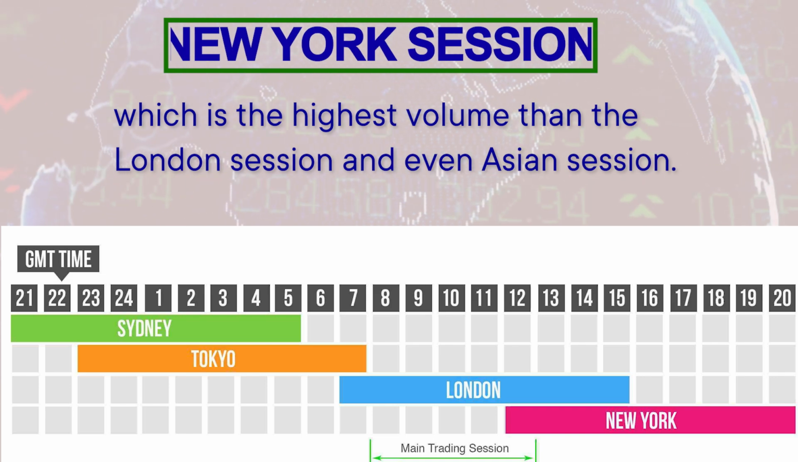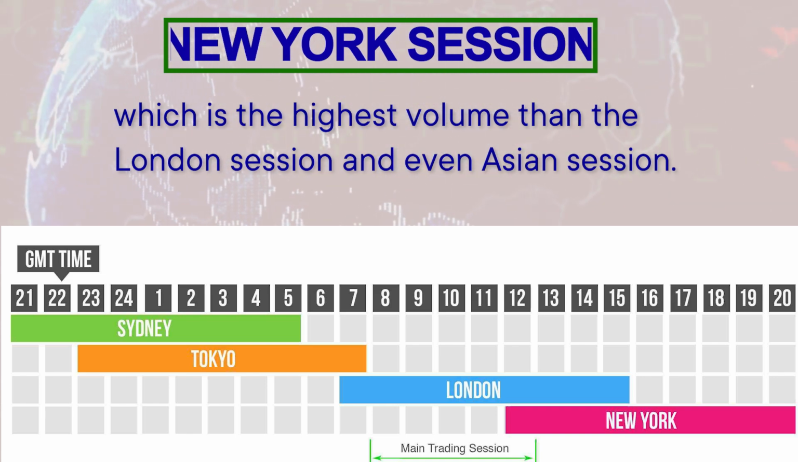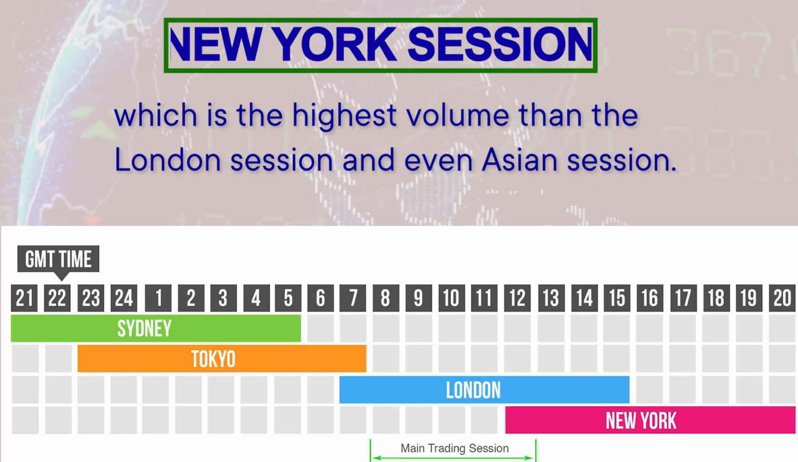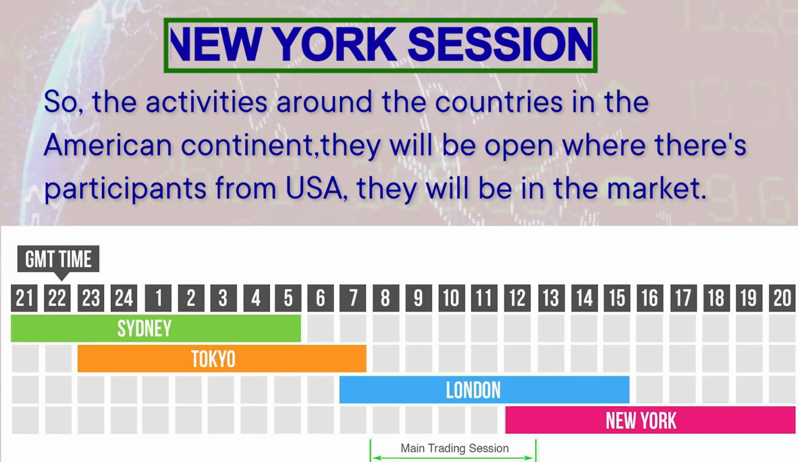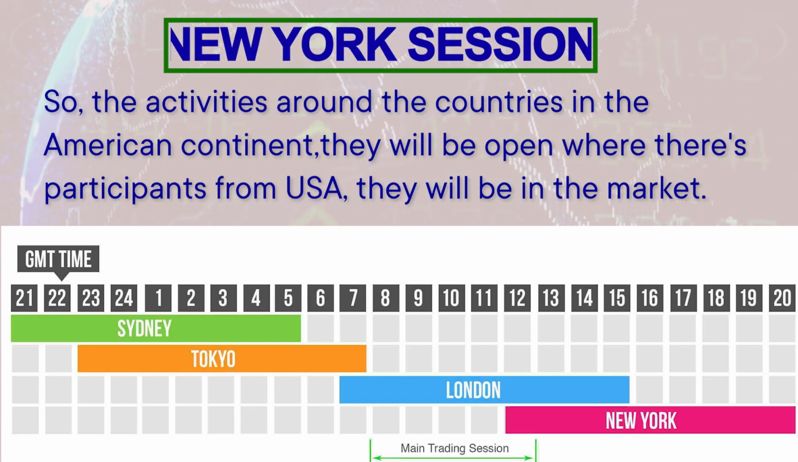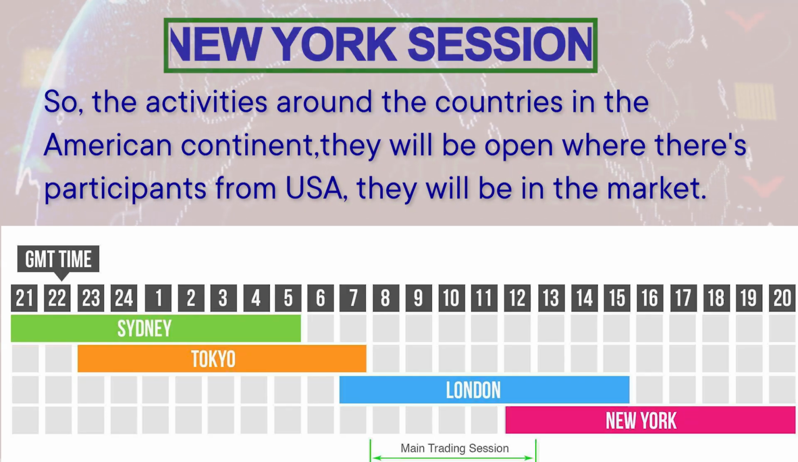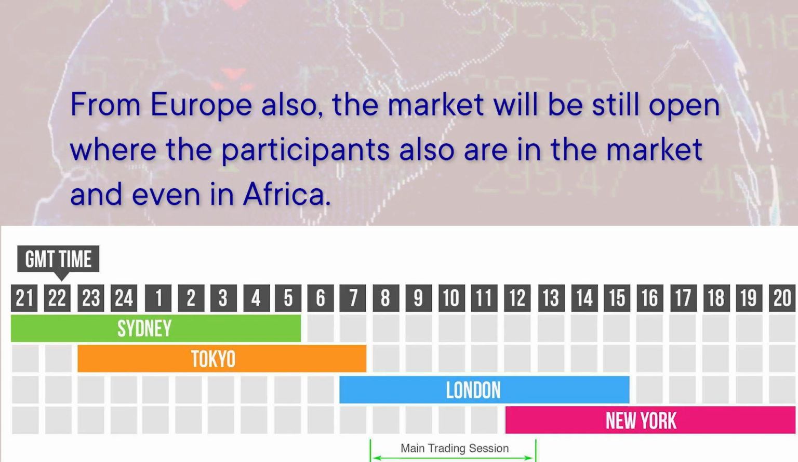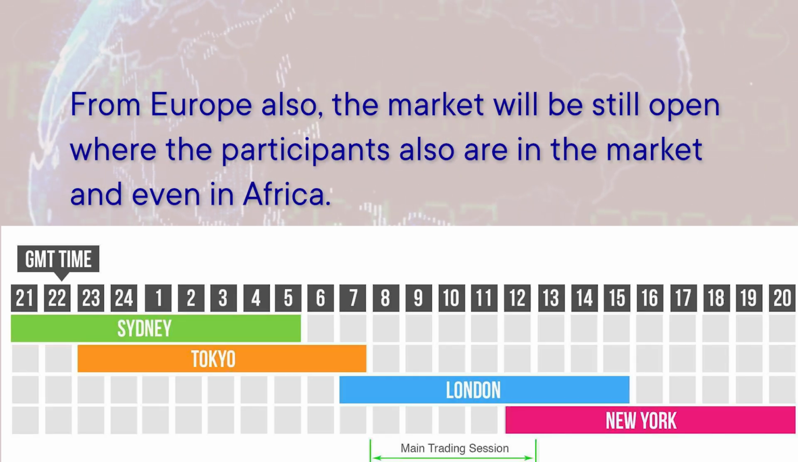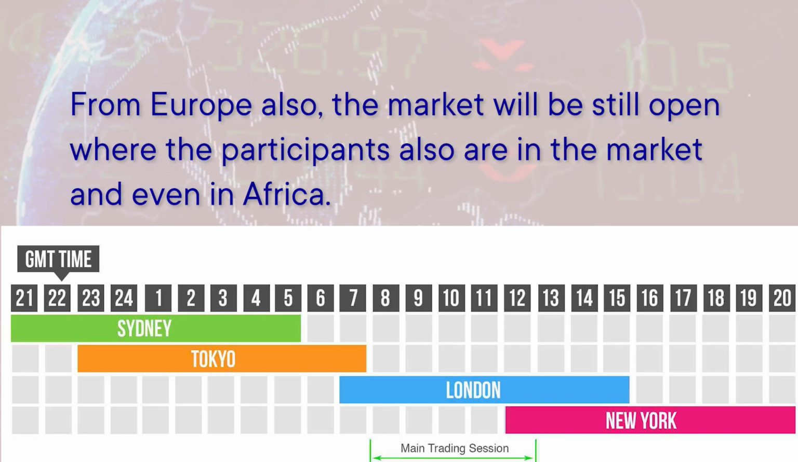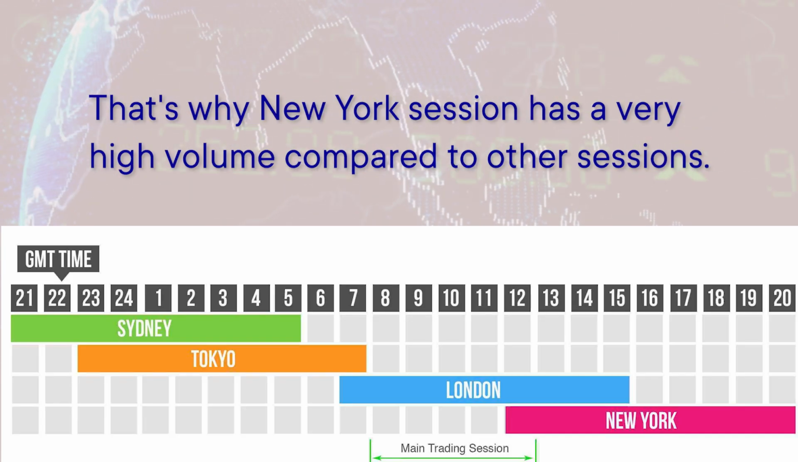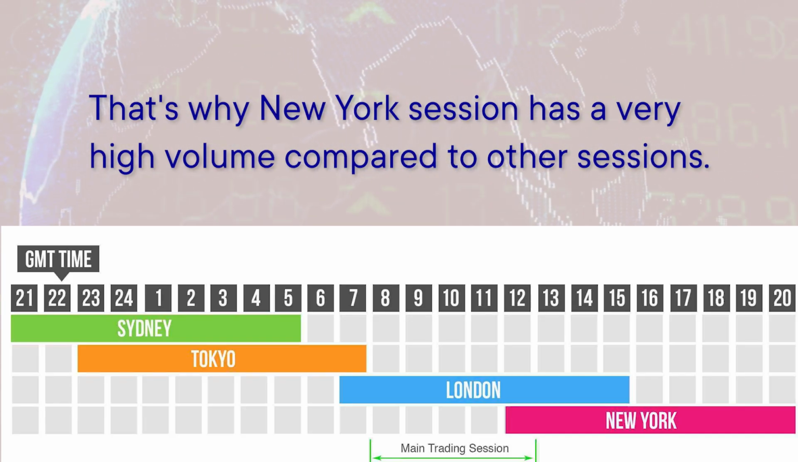So moving to the New York session, which has higher volume than the London session and even the Asian session. The activities around the countries in the American continent will be open, where the participants from the USA will be in the market. From Europe also, the market will still be open, where the participants are also in the market, and even in Africa. That's why the New York session has a very high volume compared to other sessions.